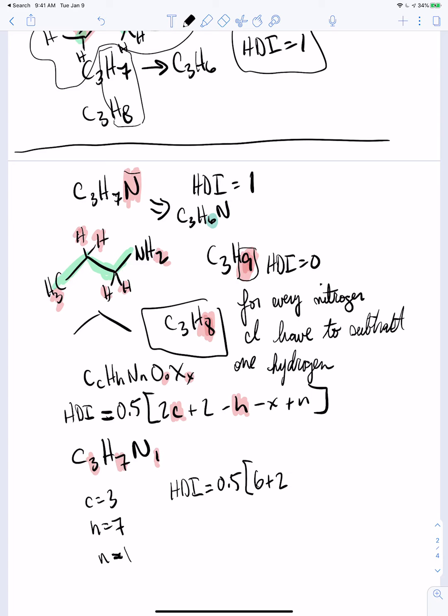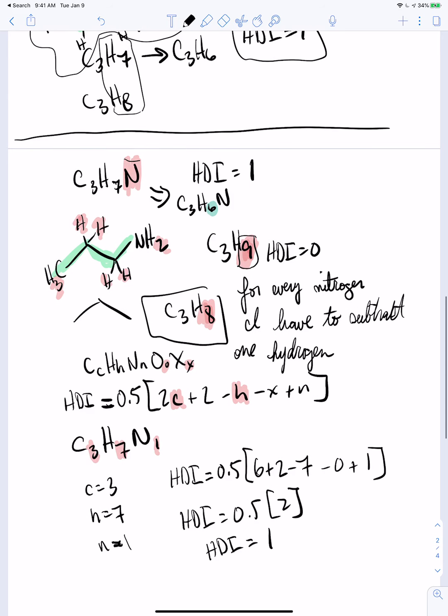So 6 plus 2 minus 7 minus 0 plus, what's N? N is actually the number of nitrogen, so plus 1. 6 plus 2 is 8, minus 7 is 1, plus 1 is 2. So we see that the HDI is equal to 0.5 times 2, or that the HDI is just equal to 1. Right, so same answer.